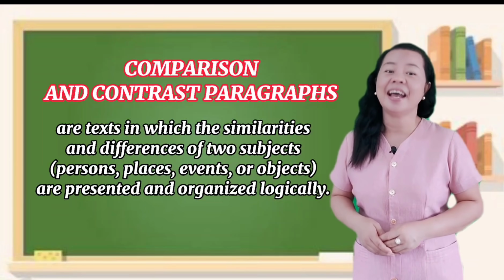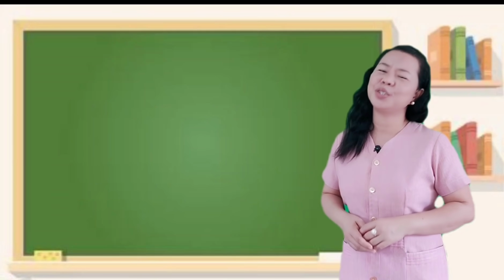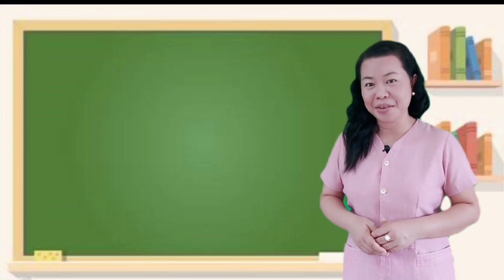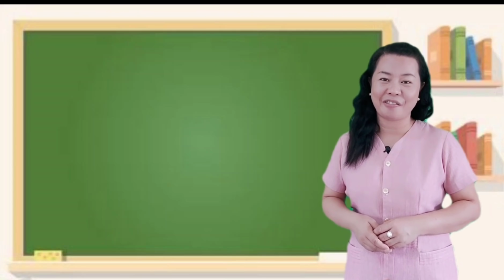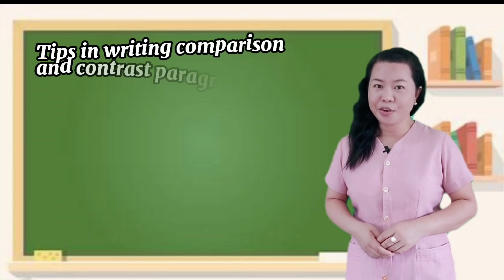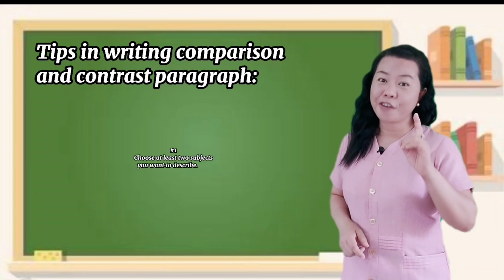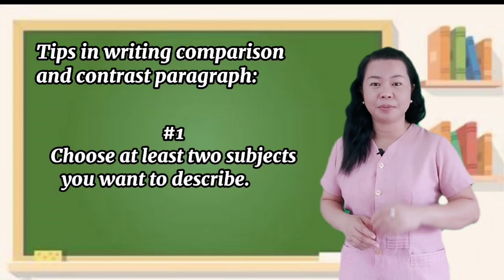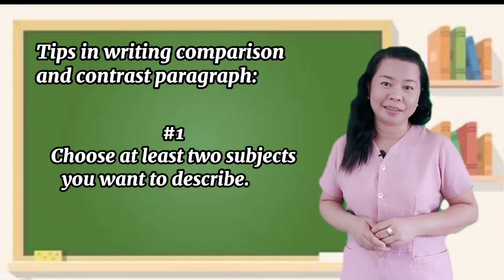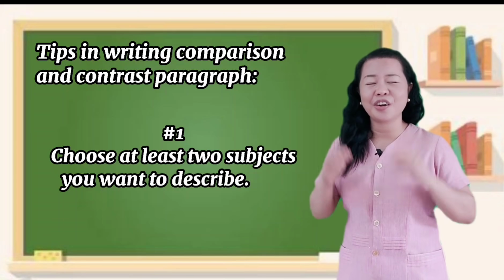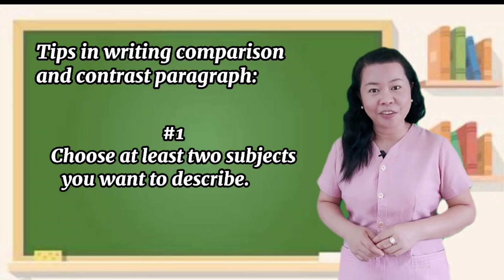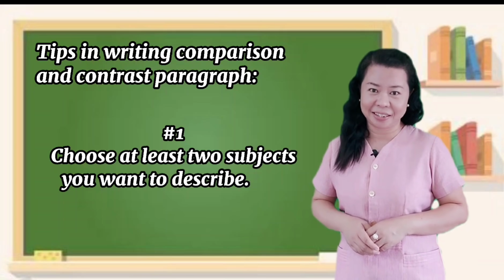So when you are planning to write a comparison and contrast paragraph, you have to write about similarities and differences. You can't just do one. You have to do both. Otherwise, it can't be called a comparison and contrast paragraph. To write a comparison and contrast paragraph, you should remember the following tips. First, choose at least two subjects you want to describe. They should be related in any way. Do not choose subjects that are completely unrelated to each other, because you will have difficulty in finding their similarities.